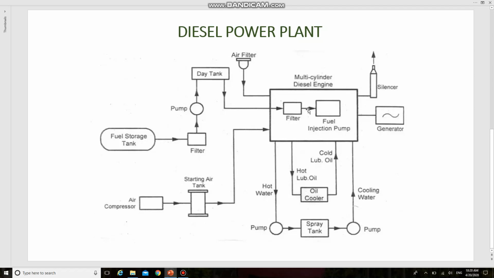The hot water leaving the jacket is passed through the heat exchanger. The heat from the heat exchanger is carried away by the raw water circulated through the heat exchanger, and is cooled in the cooling tower.